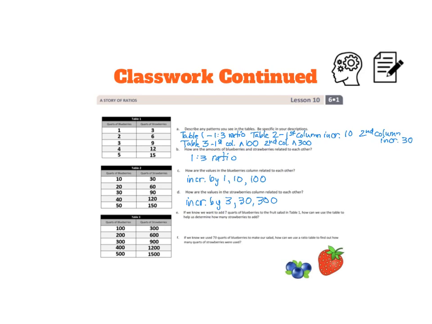Okay, if we know we want to add 7 quarts of blueberries to the fruit salad in table 1, how can we use the table to help us determine how many strawberries to add? So we would go 6 and then 7 quarts. And then on the other side, we would have 3 times 7, which is 21. We just keep our ratio.